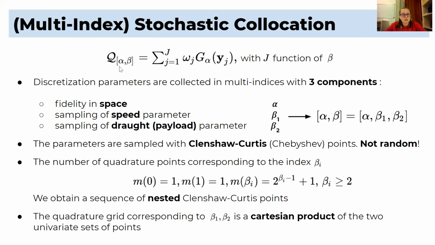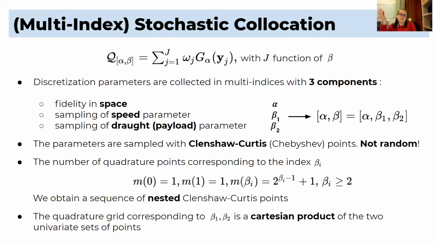In this case here, alpha, so beta has two components. Now we have the two parameters, so the speed and the draft. So we have a multi-index with three components. So we assume, as I said at the beginning, that we have a uniform distribution of this parameter. And so then we use Clenshaw-Curtis points.